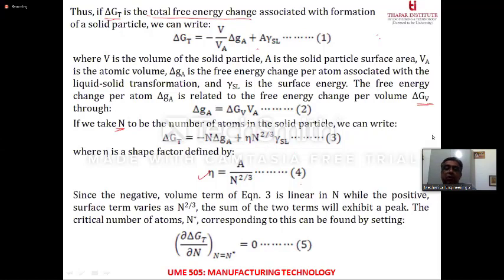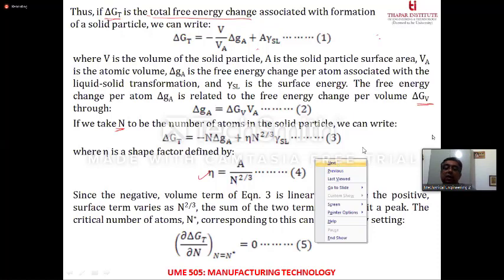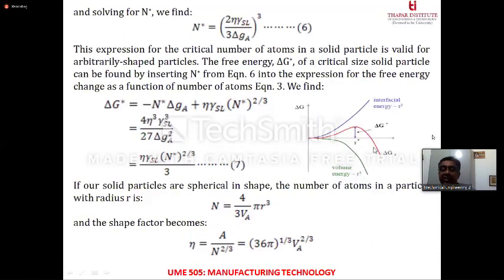Now if you try to plot this equation, what you will observe is a graph which will look something like this. Now what you need to find out is the critical number of atoms which are actually needed in order to propagate or generate the solidification process.